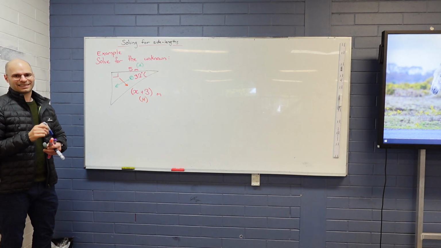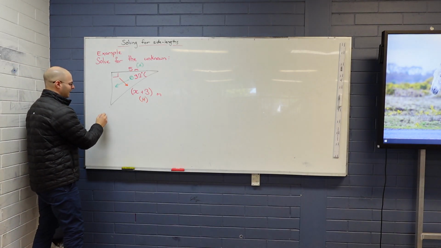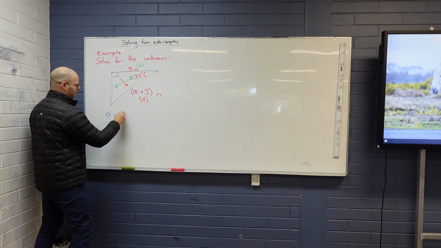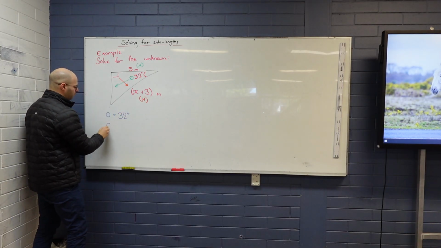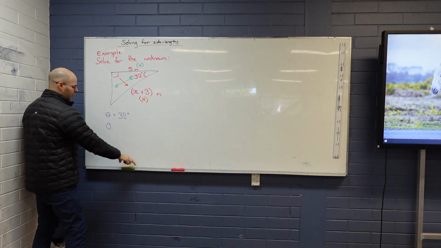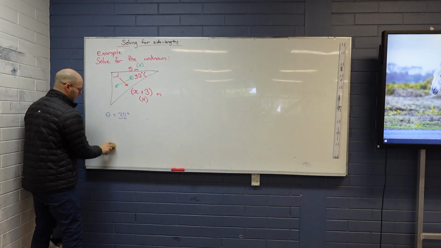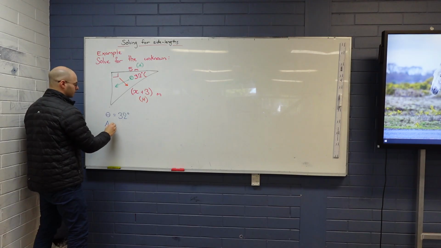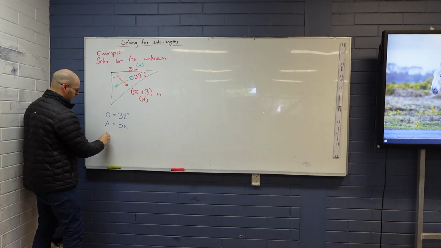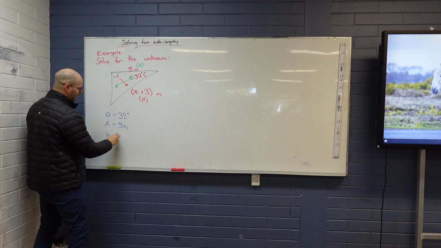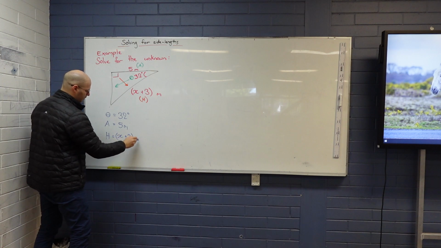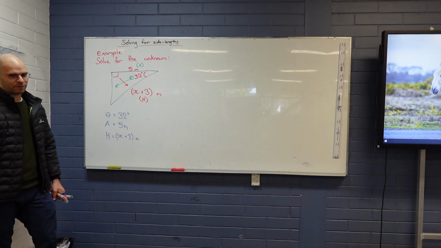Next step, I state what I have. In this case, I have an angle theta of 32 degrees. I have an opposite side? No, I don't, so I leave it out. But I do have an adjacent side of 5 meters. And finally, my hypotenuse is x plus 3 meters. So these are all my values here.